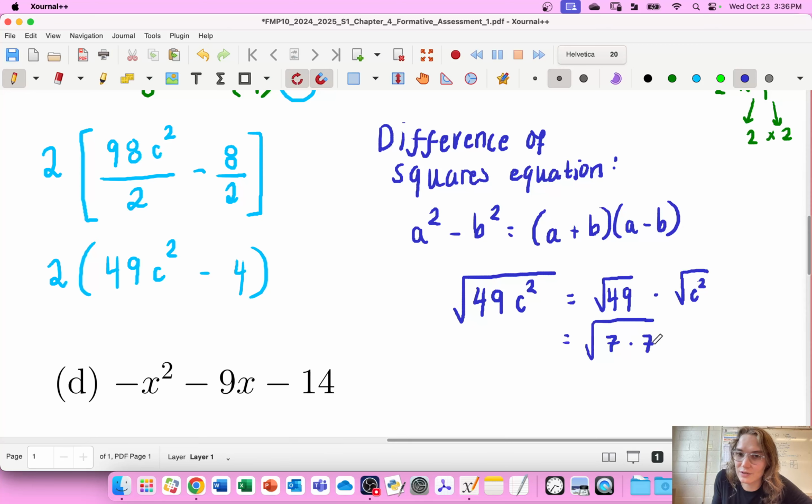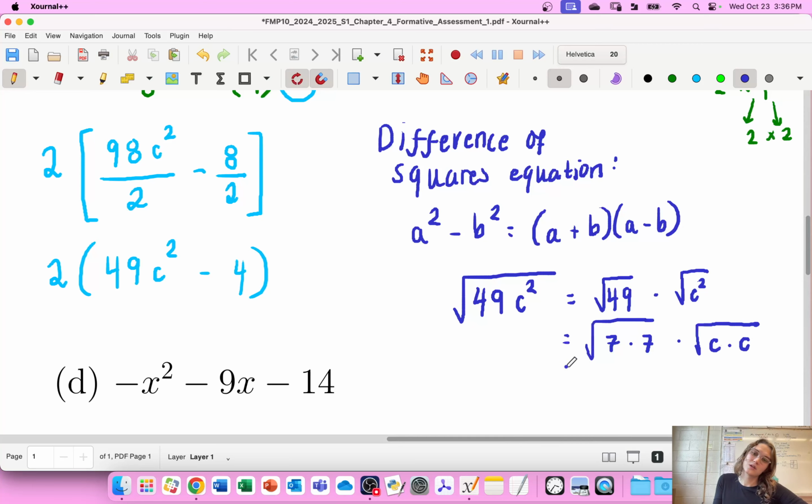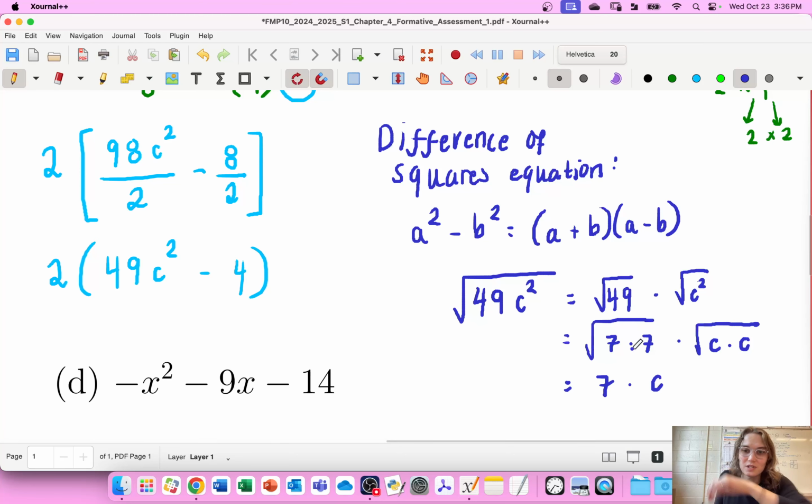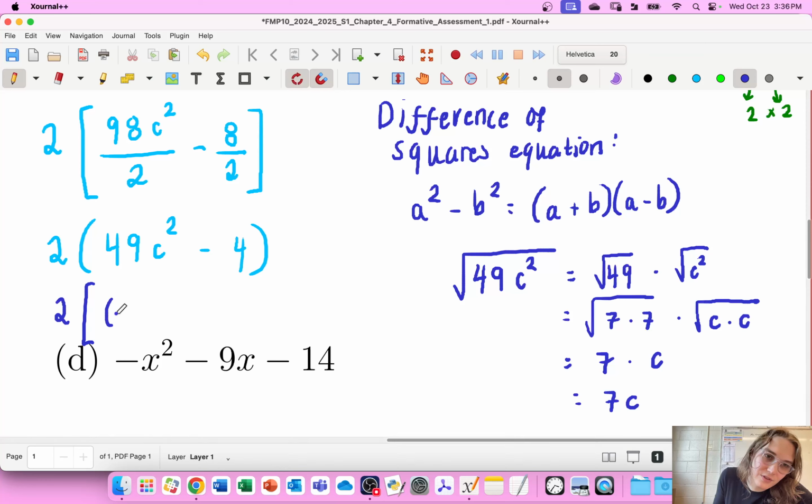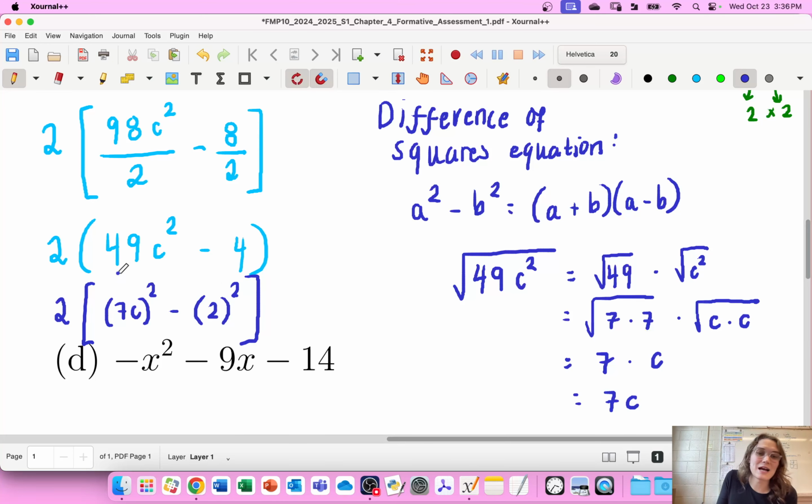7 times 7, c times c. Well, that equals 7, that equals c. So it's 7c. It's as if we have 7c being squared, and with 4, I know it's as if I have 2 being squared. Great, I have an a squared and a b squared, so I'm going to basically rearrange, or arrange the way I need to arrange.